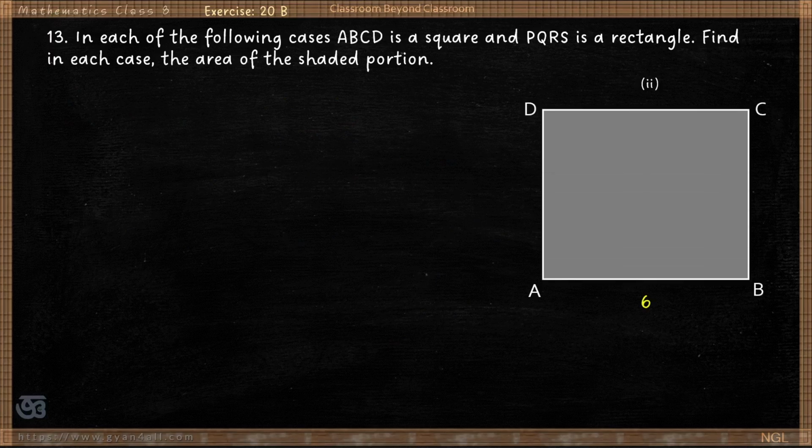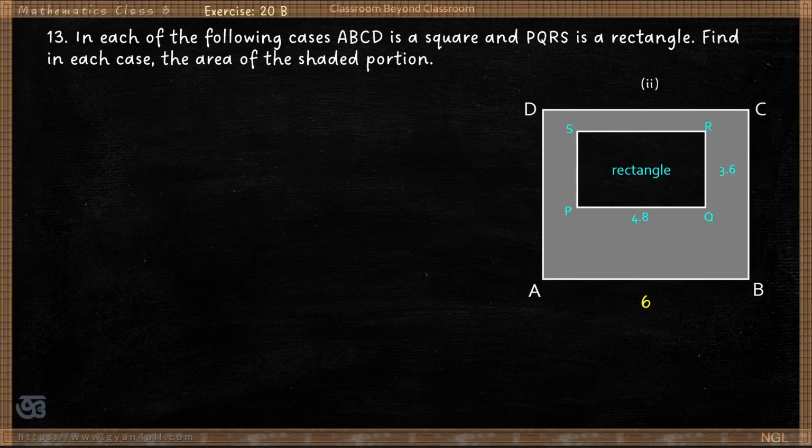And what is case 2? In case 2, ABCD is a square, and inside the square there is a rectangle PQRS. So these are the shaded areas. The same way, the area of the rectangle is equal to L into B, that is equal to 4.8 centimeter multiplied by 3.6 centimeter, length and breadth, and that is equal to 17.28 centimeter square, the area of the rectangle.